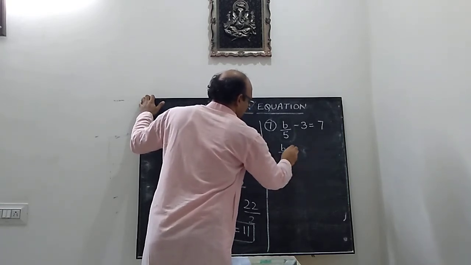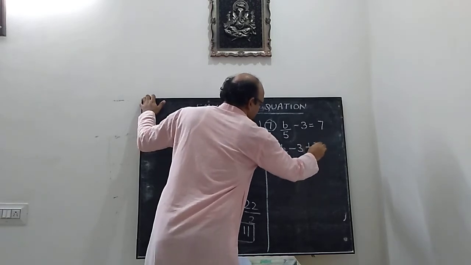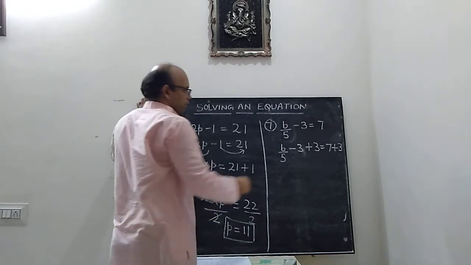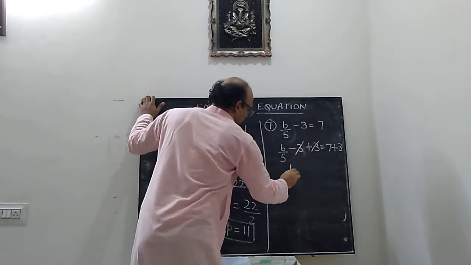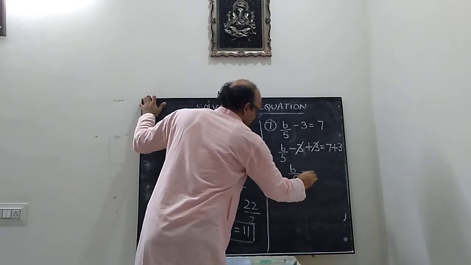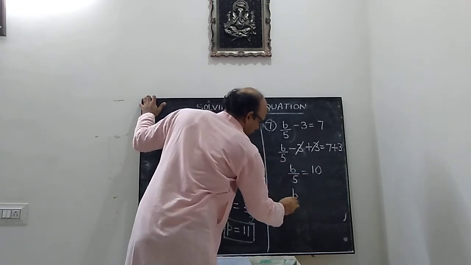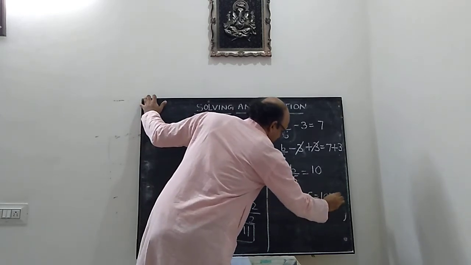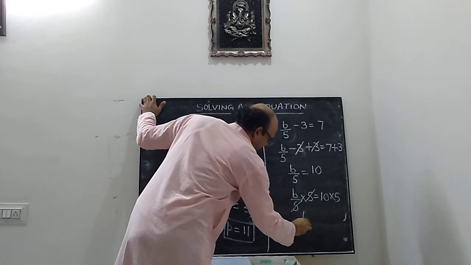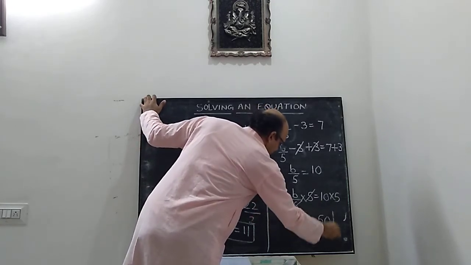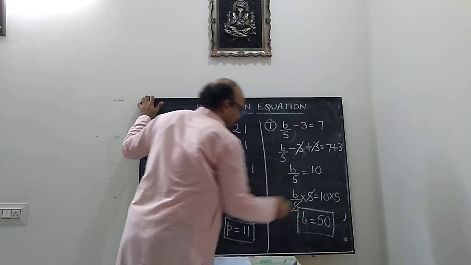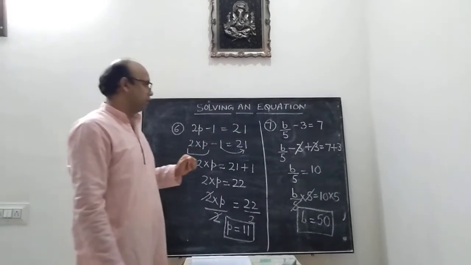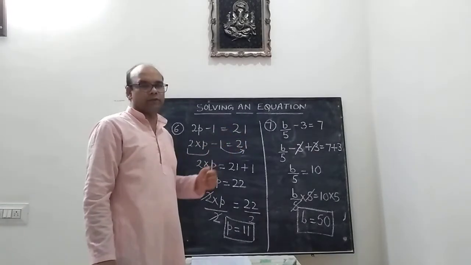To cancel out the effect of 3, we add 3 on both sides. 7 plus 3, the 3 cancels out. So we have b upon 5 is equal to 10. Now we multiply both sides by 5. So b is equal to 50. So this is what has to be done to solve a particular equation.